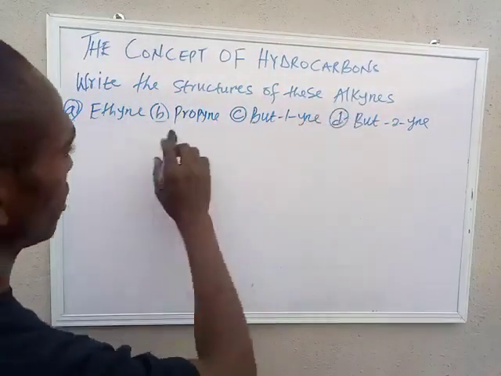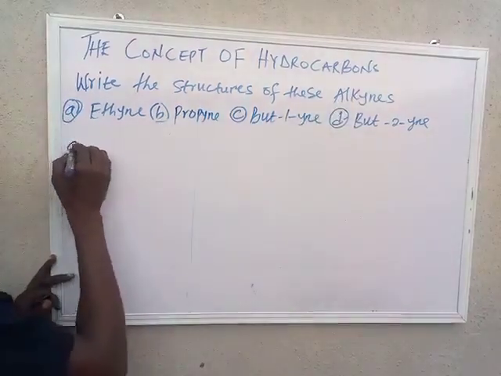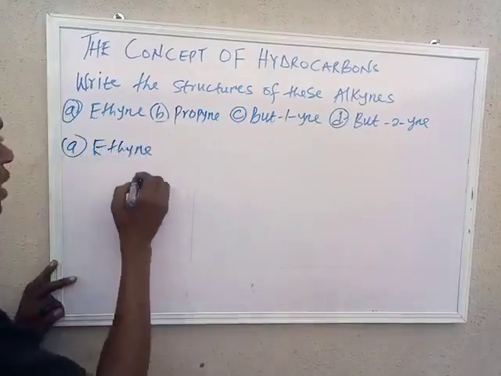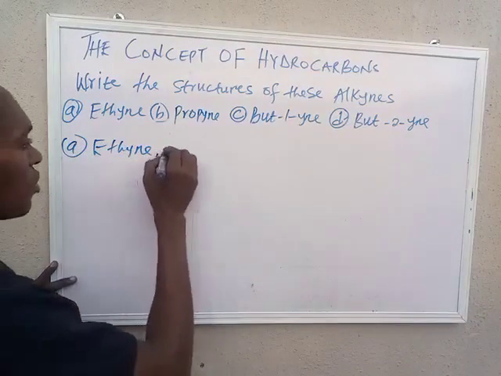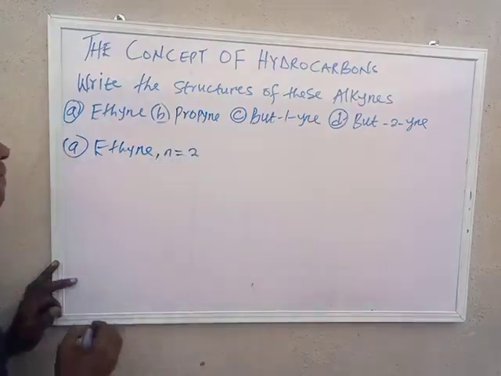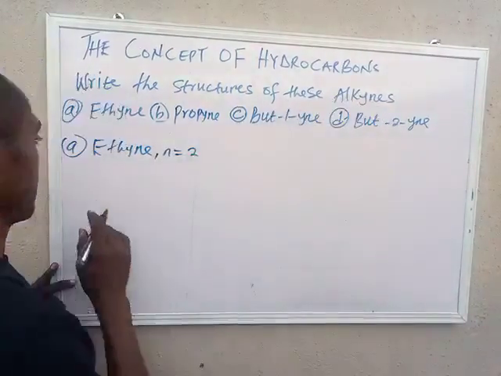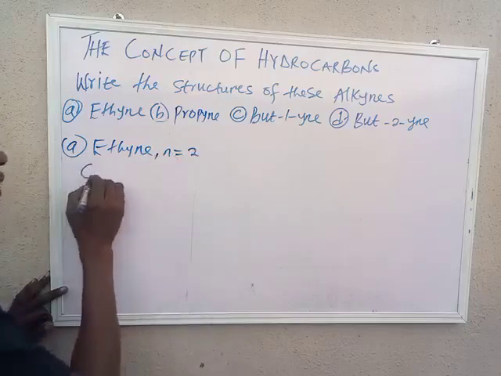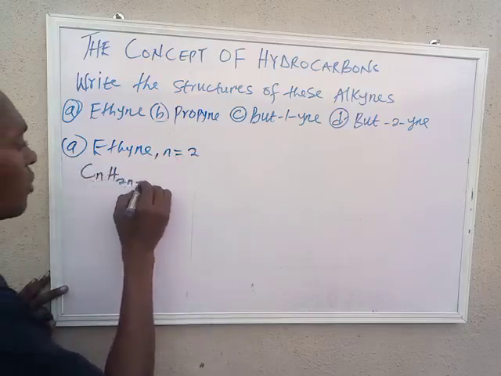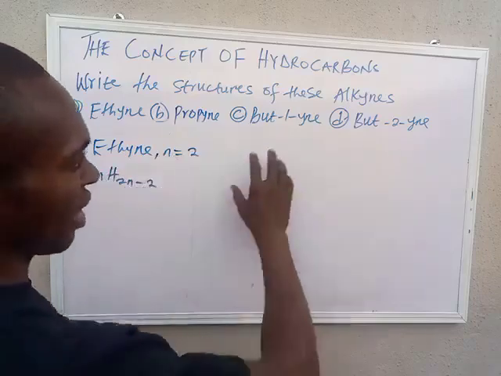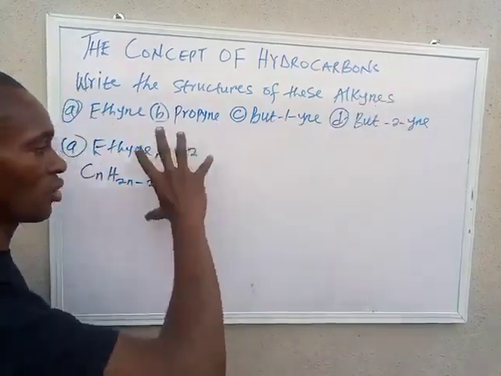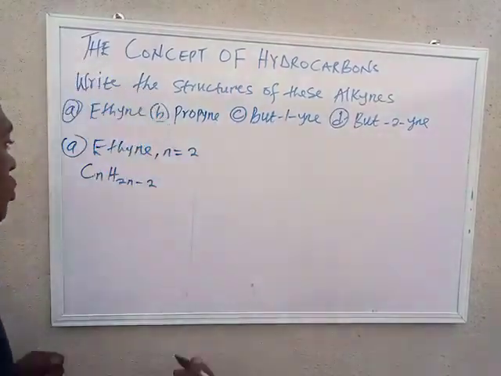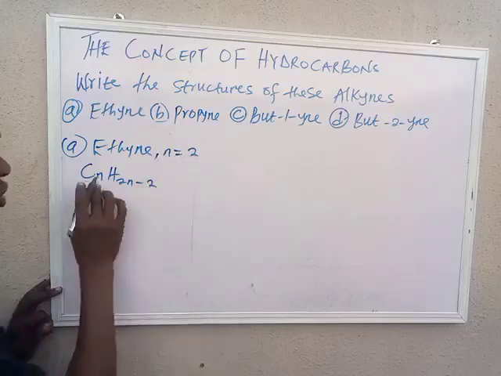We have to write the structures of these. We have number one, or A here, ethyne. And don't forget, ethyne is number 2 in the homologous series. So the molecular formula is CnH2n minus 2. This is the molecular formula for the family of the alkynes. Anytime you want to look for any member of the family of the alkynes, this is the molecular formula you use. So we know that n is 2, so we begin to substitute.